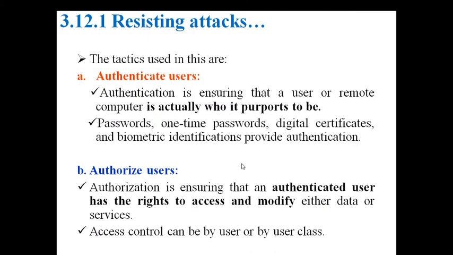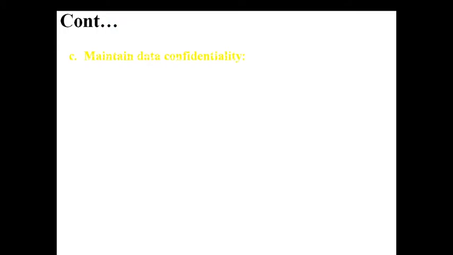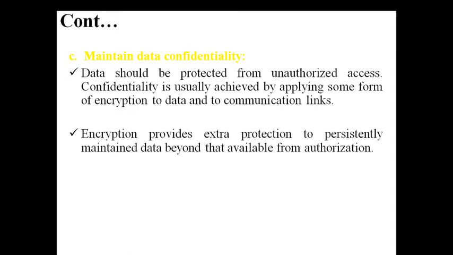Authorization is ensuring that the authenticated users have the rights to access and modify either data or services. Access control can be by user or by user class. It means we have to give permissions, either read, write or execute, to the user. Okay, maintain data confidentiality means our data should not be seen by any other person outside of our premises. How do we do this? Encryption and decryption methods. So data should be protected from unauthorized access. Confidentiality is usually achieved by applying some form of encryption to data and communication links. So by using encryption only we can get confidentiality.